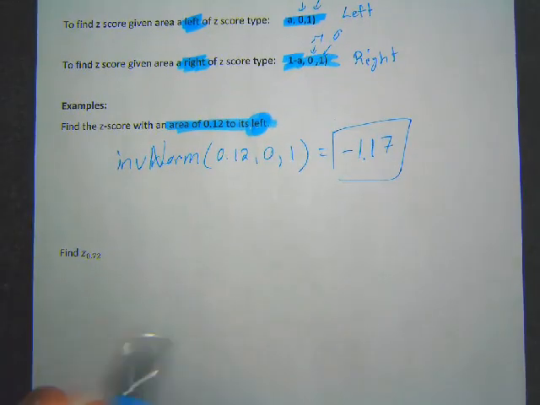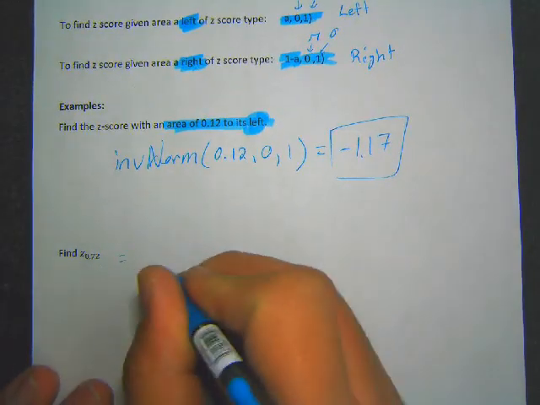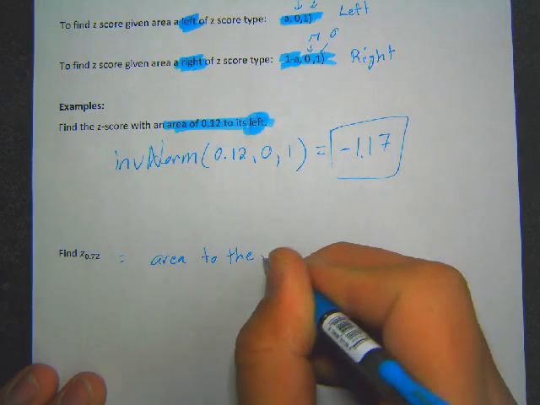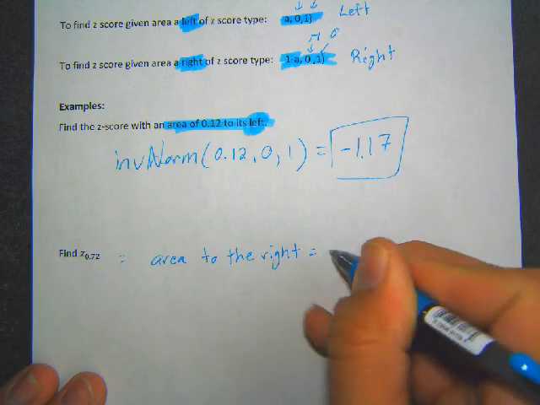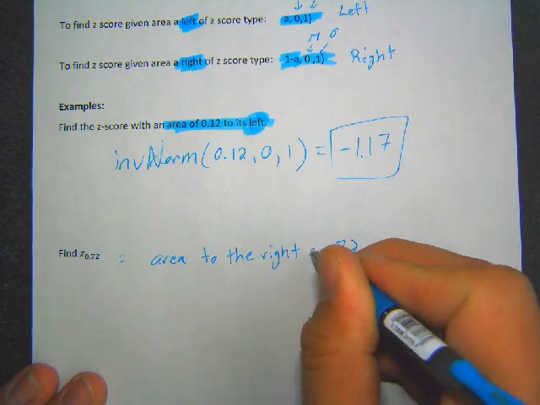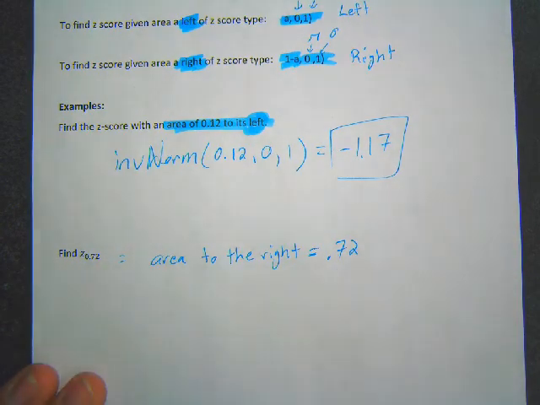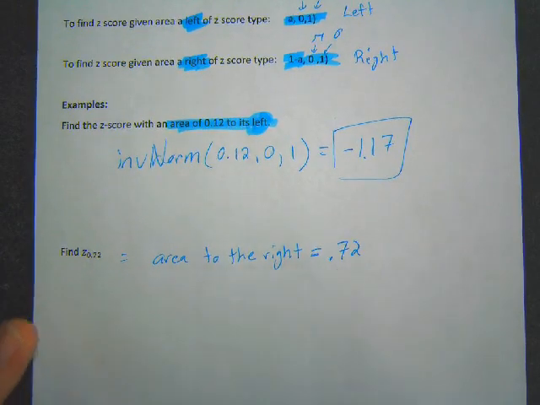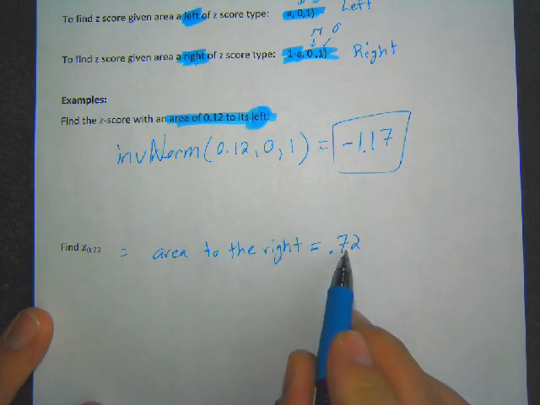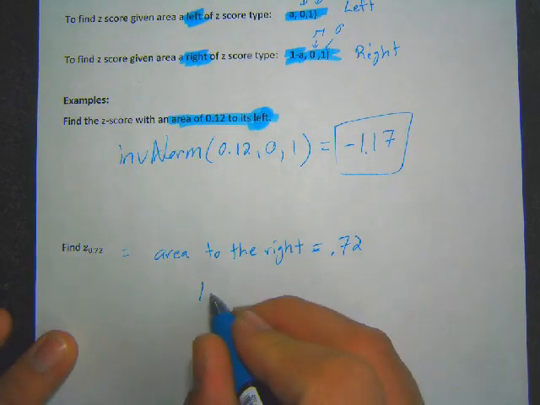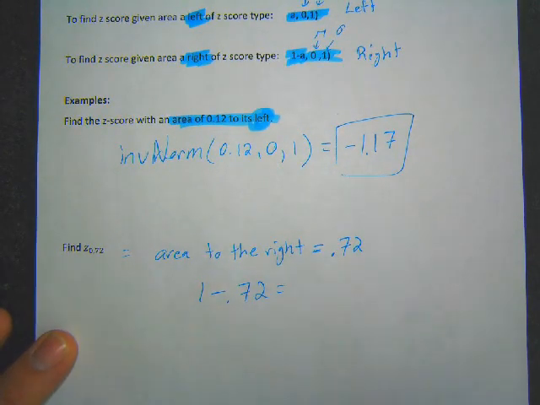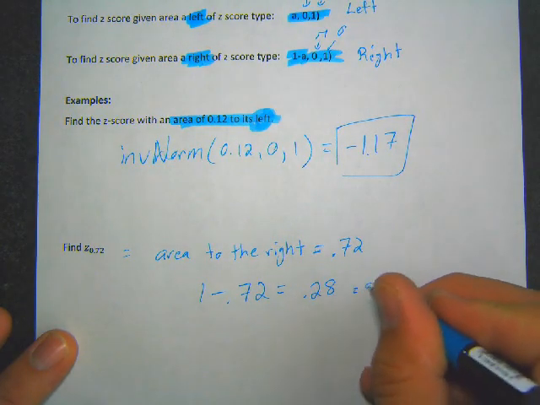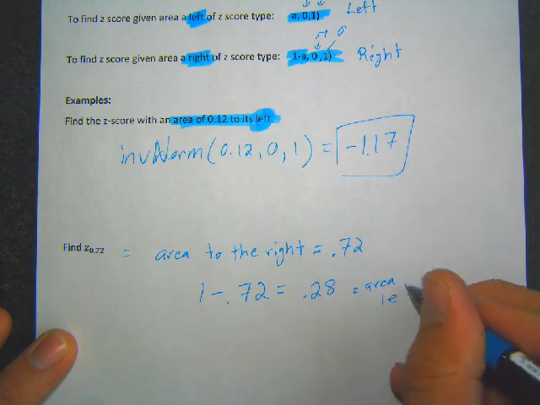This one, again, they're using that notation. Remember that this means area to the right equals 0.72. So this notation, again, that 0.72 is area to the right. Okay, so to do that, we're going to do 0.72 to the right, so we're going to take 1 minus 0.72 to find the area to the left, which gives us 0.28 as area left.